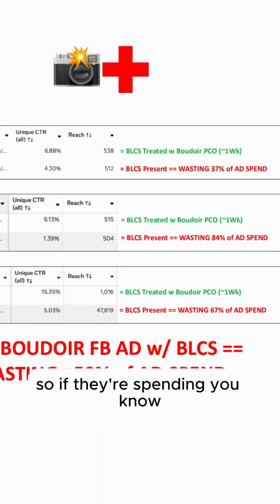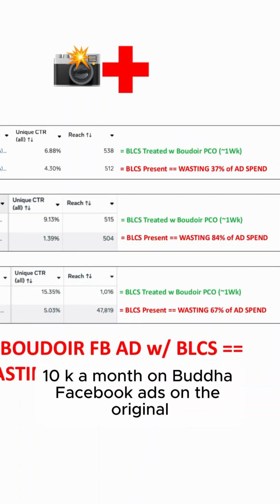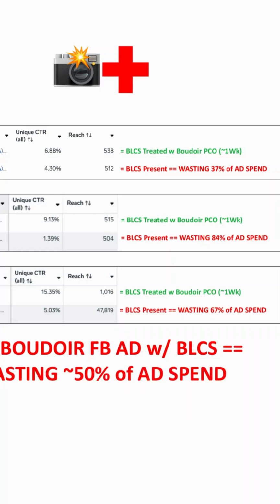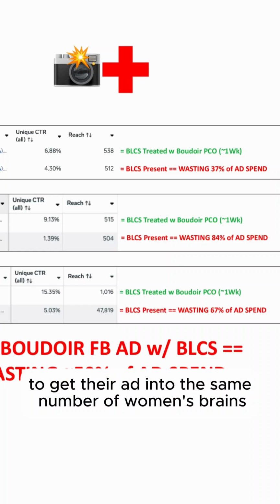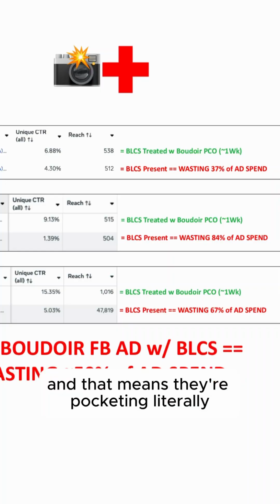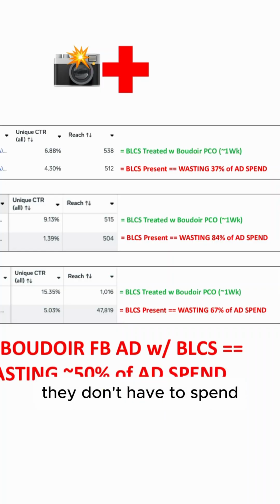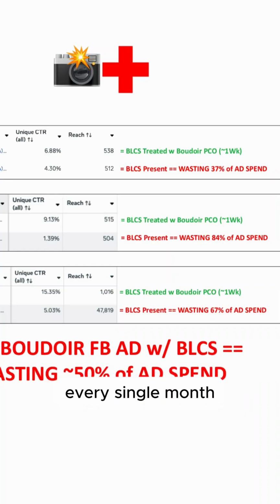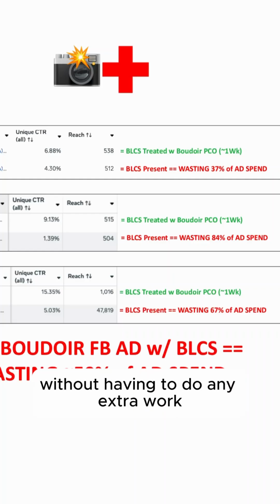So if they're spending 10K a month on Boudoir Facebook ads on the original, now they only need to spend 1.6K a month with the Boudoir Pico treated ad to get their ad into the same number of women's brains in both scenarios. And that means they're pocketing, literally, because they don't have to spend it, a kind of phantom profit of $8,400 a month, every single month, or like 100K over the next year without having to do any extra work.